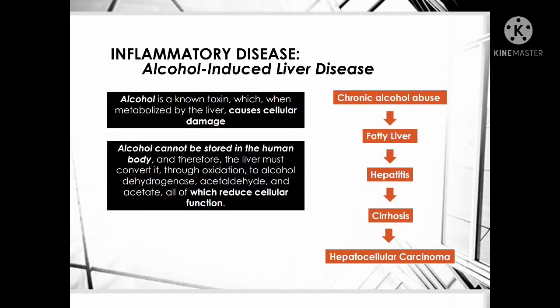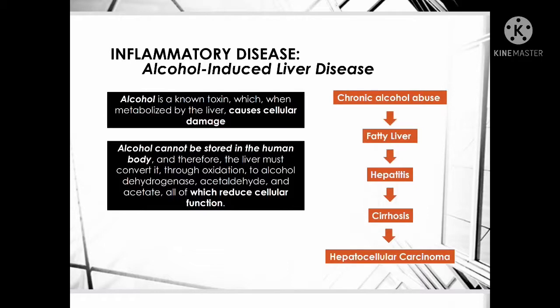The first pathologic condition for the hepatobiliary system is alcohol-induced liver disease. Alcohol is a known toxin which, when metabolized by the liver, causes cellular damage. Alcohol cannot be stored in the human body, and therefore the liver must convert it through oxidation by alcohol dehydrogenase to acetaldehyde and acetate, all of which reduce cellular function. Chronic alcohol abuse often leads to fatty liver, followed by hepatitis, cirrhosis, hepatocellular carcinoma, or all of these diseases.